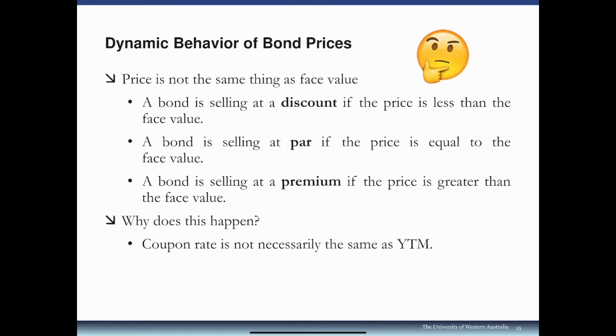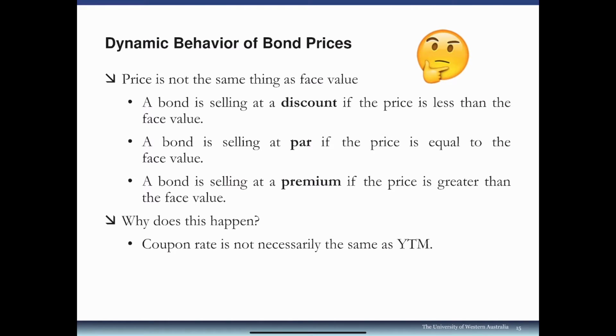A bond is selling at a discount if the price is less than the face value. So when you see price smaller than the face value, we call that discount. If price is the same as face value, we say that it's selling at par. And if price is greater than the face value, we call that the bond is selling at a premium.